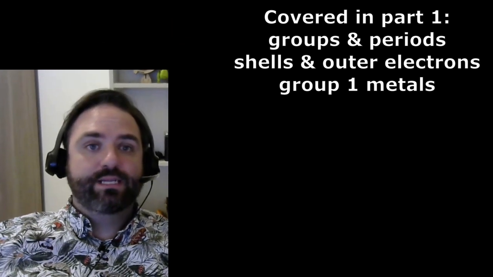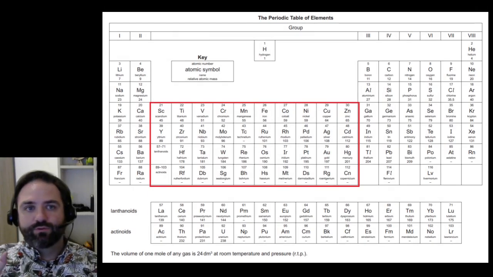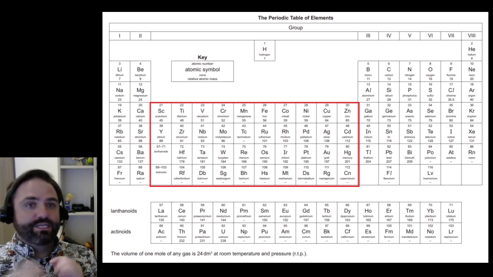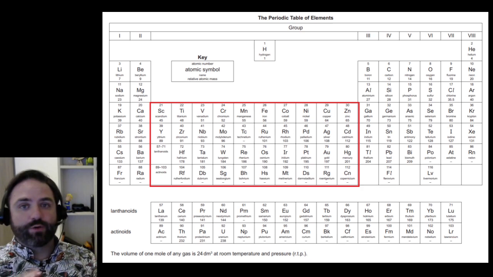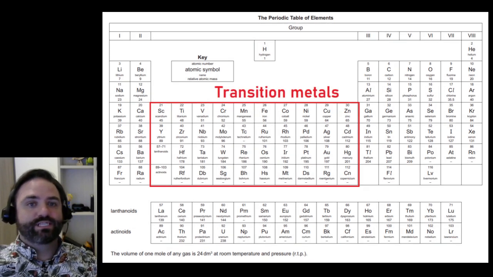So when we were looking at the table last time, the groups and the trends, I skipped over this section here, in the middle between Groups 2 and Group 3. This section of elements is quite a large section. It contains a lot of elements, but this section is put here because they all have properties in common, but they don't have trends in the same way that the elements in the groups do. These elements are called the transition elements.